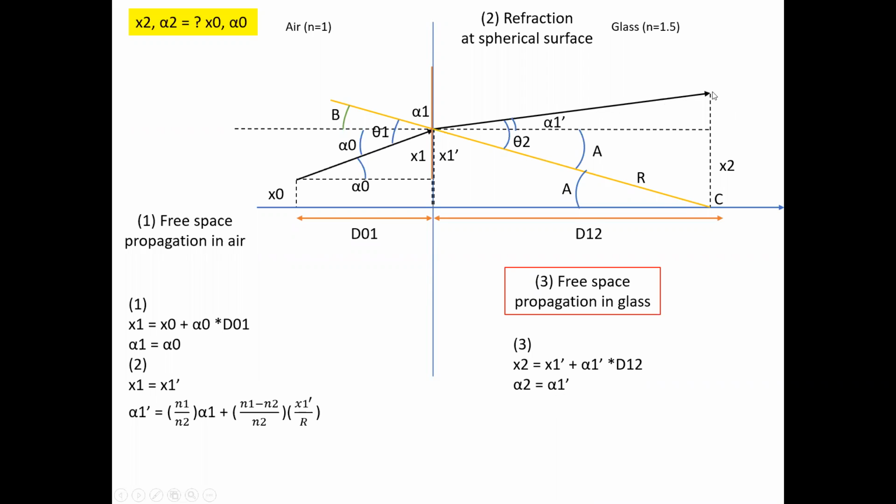I should actually draw the alpha 2, which is basically extending this and drawing another angle. I'll do that before I share the slides. So that's your final angle, right?